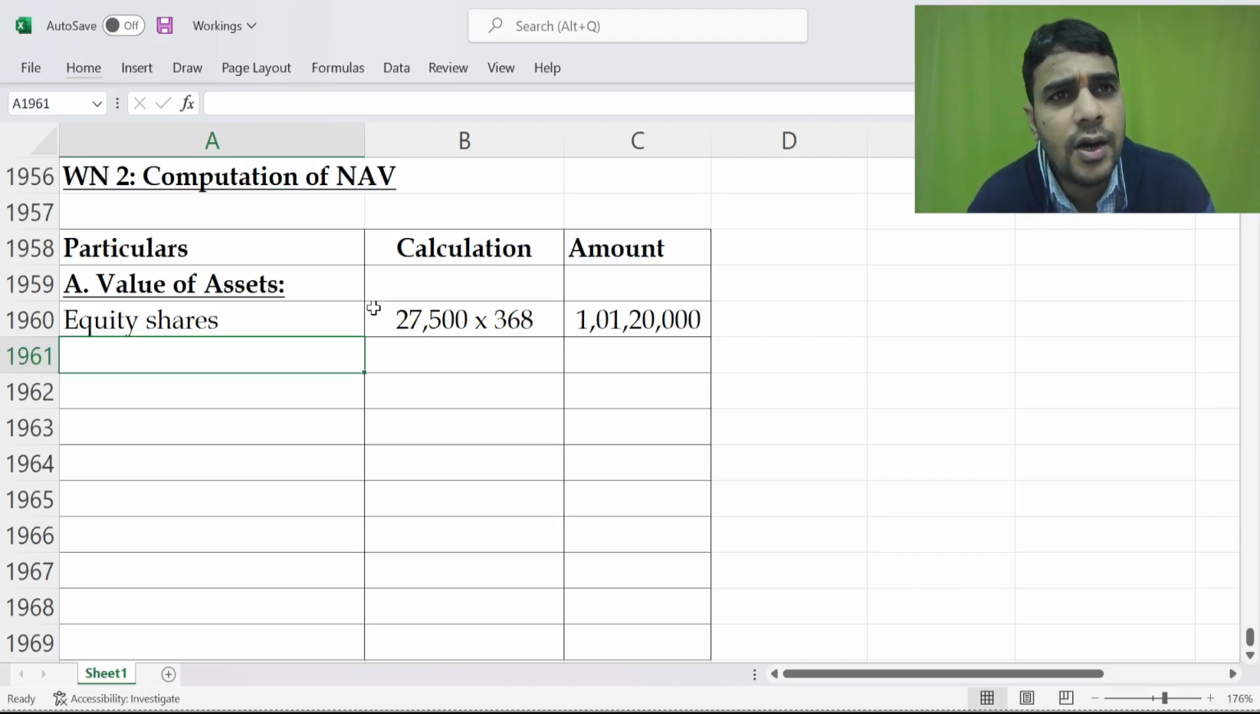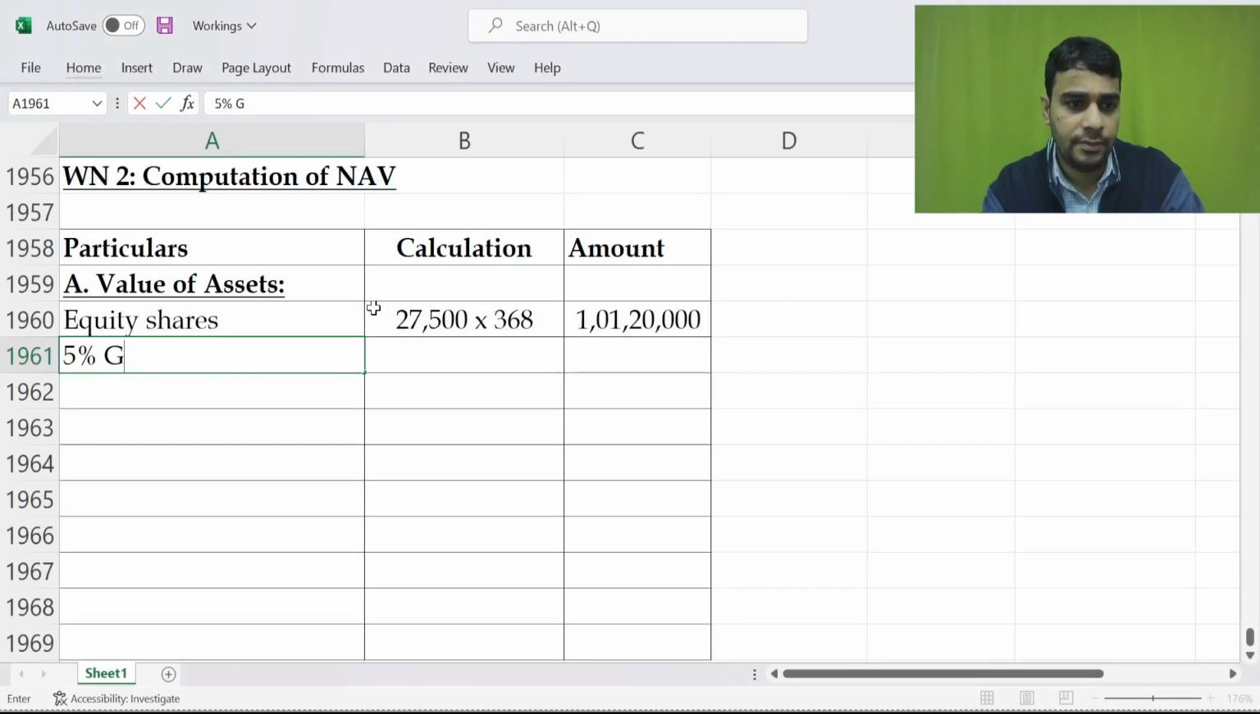Did you guys check on cost of acquisition of bonus units? I told you to check on the tax side. It's 0 only. Bonus units have cost of acquisition 0. Okay, then fine. Equity shares 27,500 into 368.